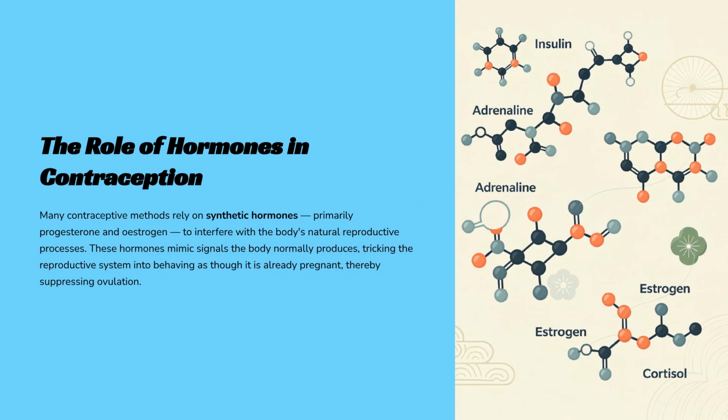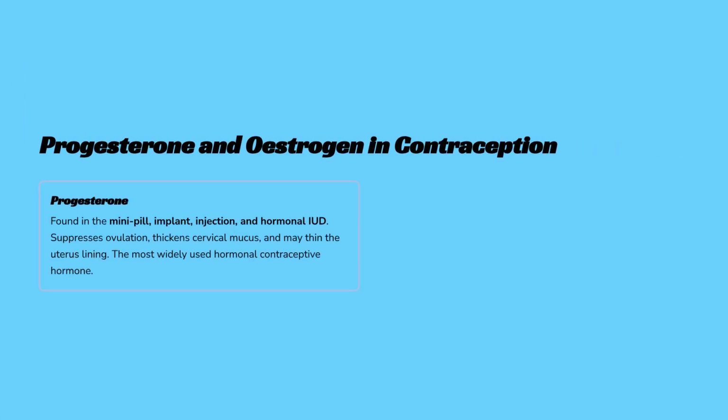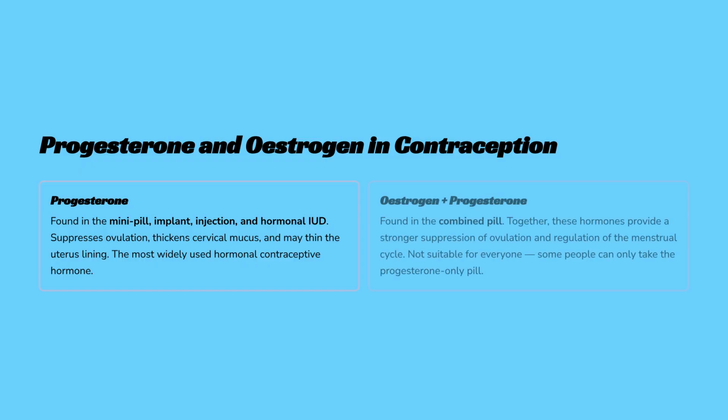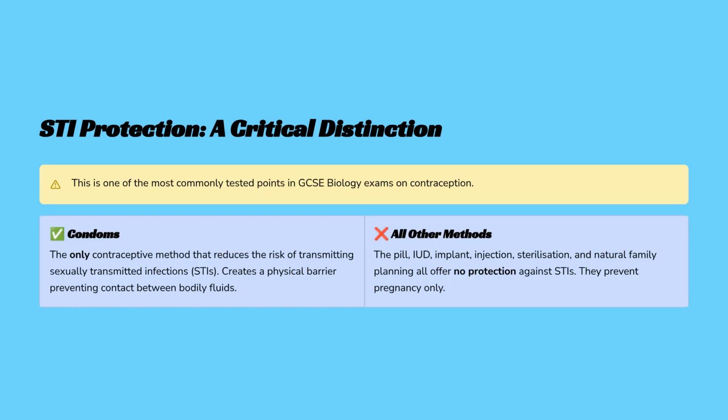Hormones are essential to many contraceptive methods. By mimicking the body's natural hormones, they trick the system into behaving as if it is already pregnant, which prevents the release of an egg. Contraceptives often use progesterone, either alone or combined with estrogen. Progesterone alone is found in the mini pill and implants, while the combined pill uses both to provide stronger cycle regulation.